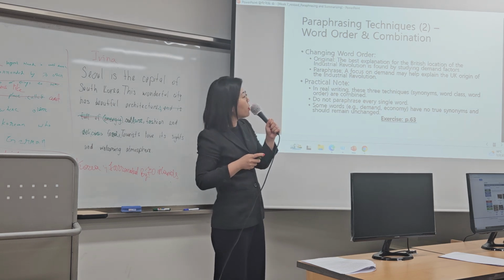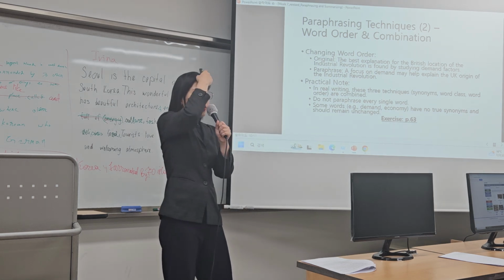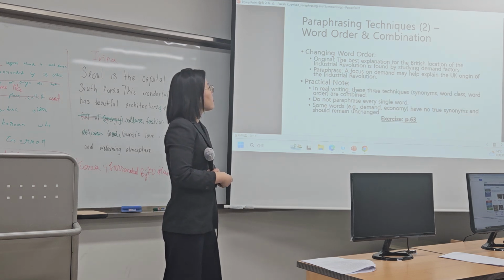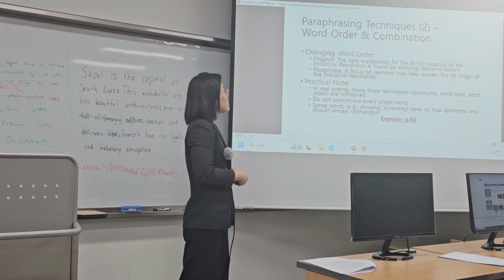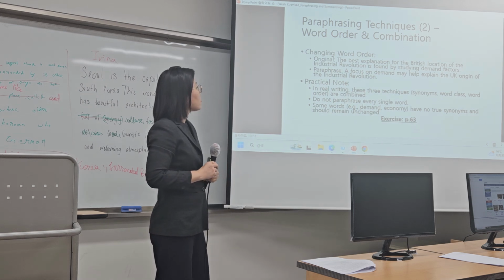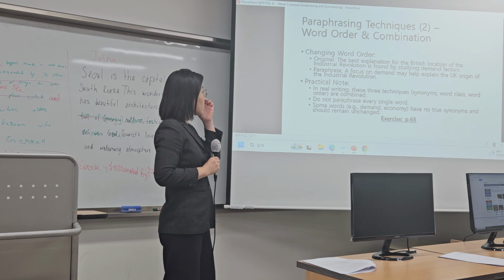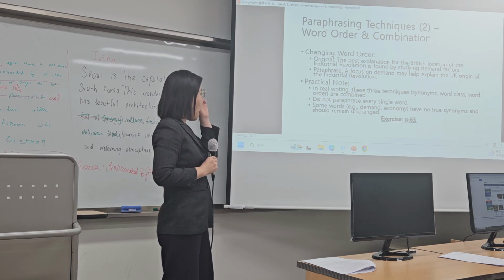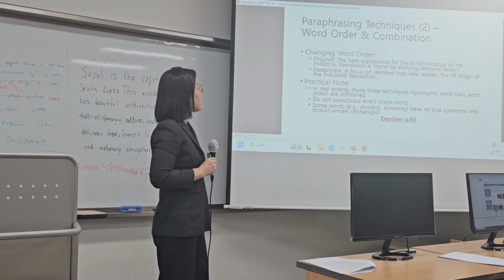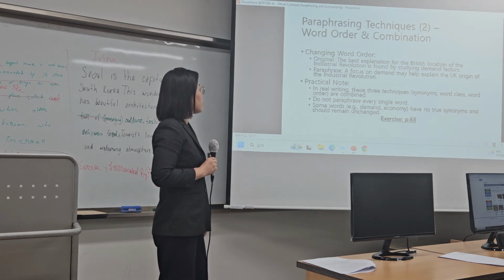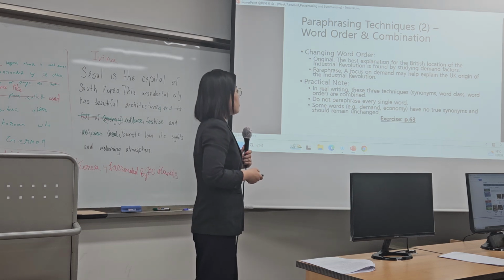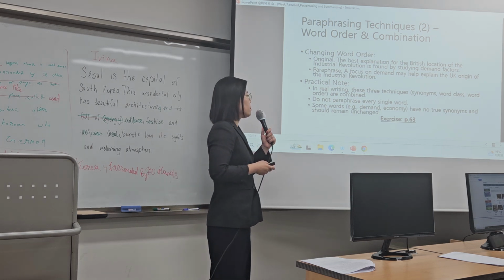All right, how can we do this? Okay, word order and combination. Joy, can you read on? Changing word order. Original: The best explanation for the British location of the Industrial Revolution is found by studying demand factors. Paraphrase: A focus on demand may help explain the UK origin of the Industrial Revolution. Practical note: In real writing, these three techniques, synonym, word class, word order, are combined. Do not paraphrase every single word. Some words, for example demand and economy, have no true synonyms and should remain unchanged.